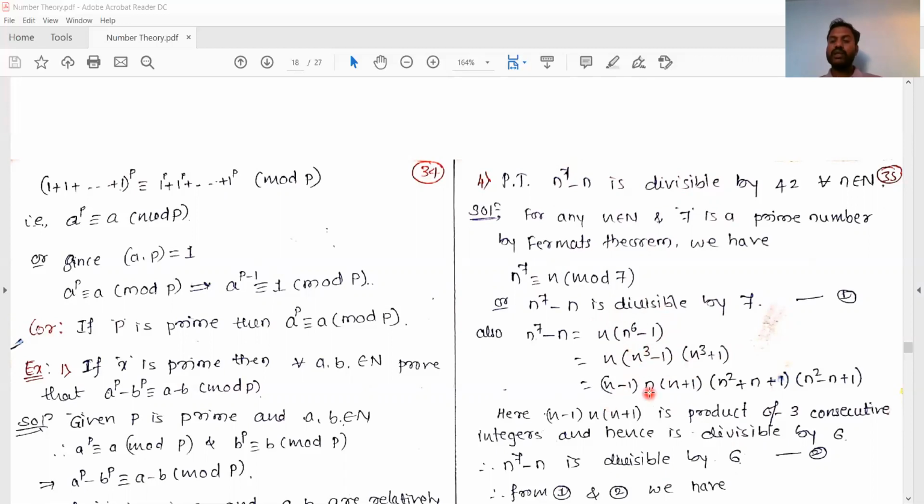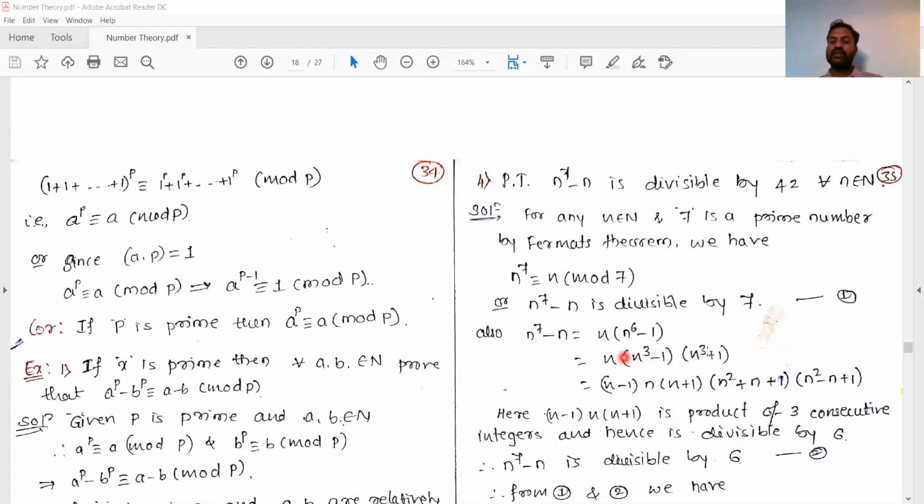Here n minus 1, n into n, this n as it is. Next, n cube minus 1 is what? You have to apply the formula. That is, I will take n minus 1, n square plus n plus 1. That is a cube minus b cube and a cube plus b cube, both the formulas you have to apply here. A cube minus b cube is equal to a minus b, a square plus ab plus b square, and this a cube plus b cube formula. Both the formulas you have to apply.